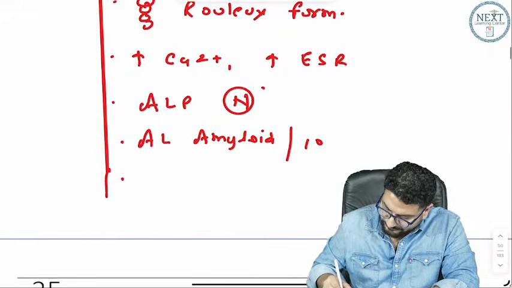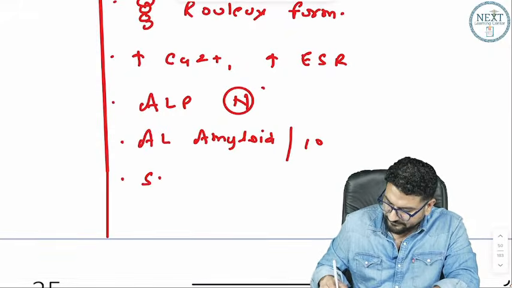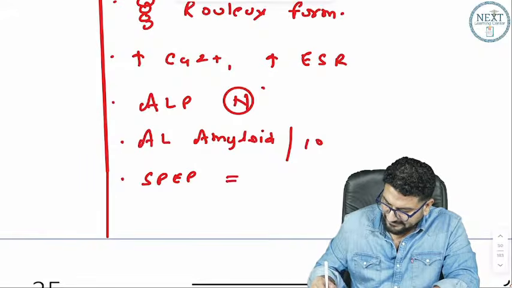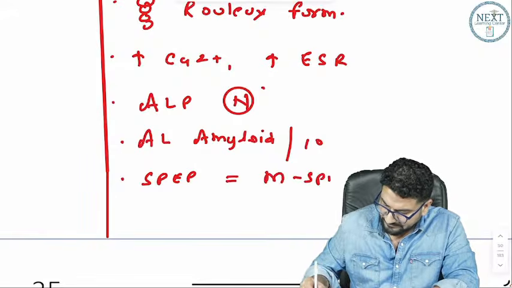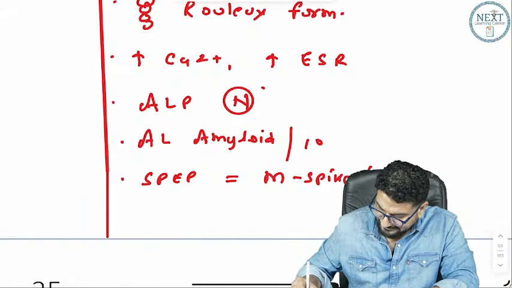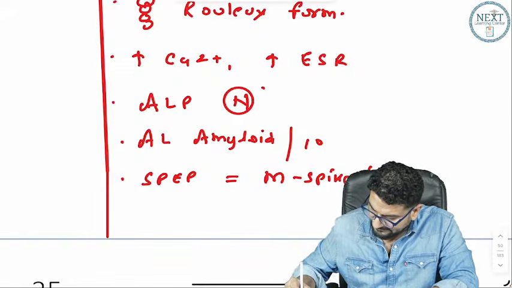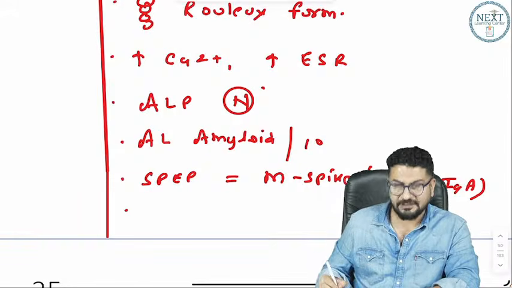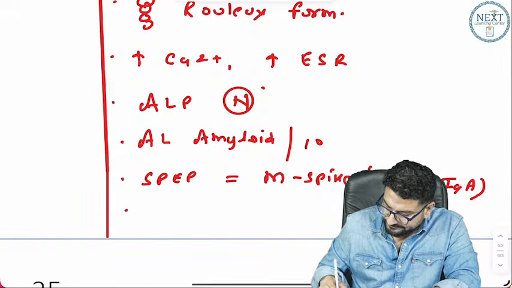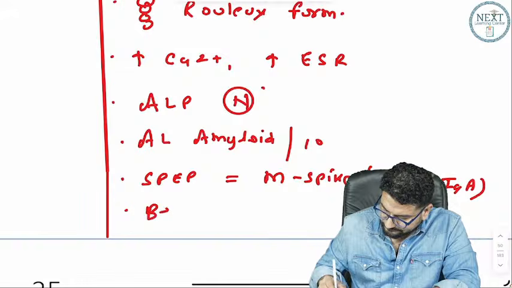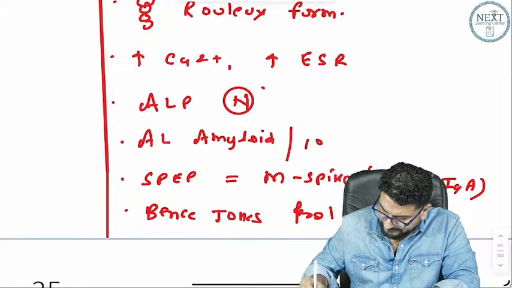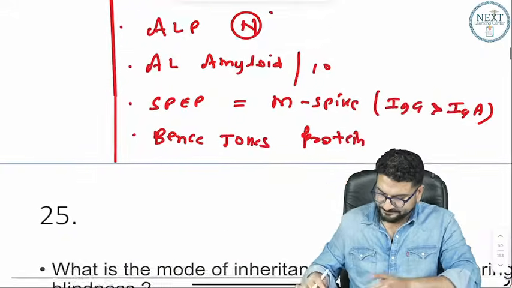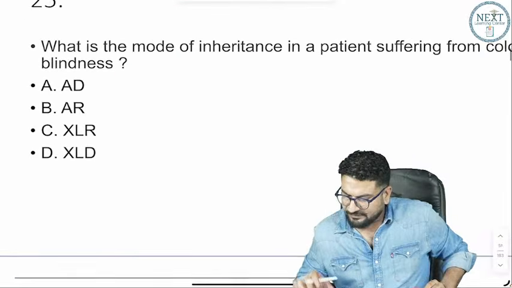Then what they ask you is how we make a diagnosis. For this we have to do SPEP. In SPEP you will find an M spike, and this M spike you will find in the IgG area, or sometimes you will find this M spike where? In the IgA area. Then remember in the urine you can find Bence-Jones protein. So these are all the MCQs of multiple myeloma. Okay, now try to answer this.